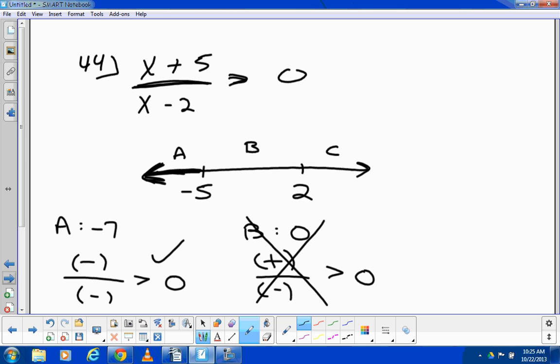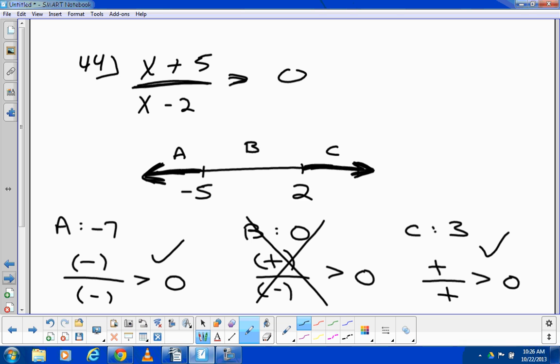Now, let's go to interval C. Let's see if it works. Okay, so what would be a number I could test out there? 3, 5, 4, anything bigger than 2. All right, so we put in 3. What would the numerator be, positive or negative? Positive. Okay, and then the denominator would be positive. So we get a positive over a positive, which would be positive. So is a positive greater than 0? Yes. So interval C is a solution. Right, we're shading in intervals A and C. So intervals A and C are my solution.